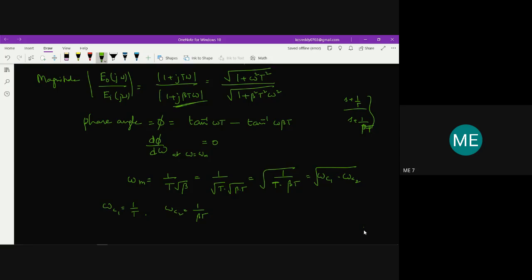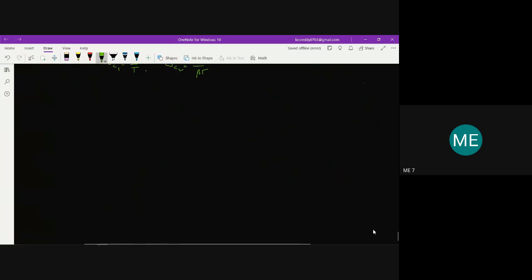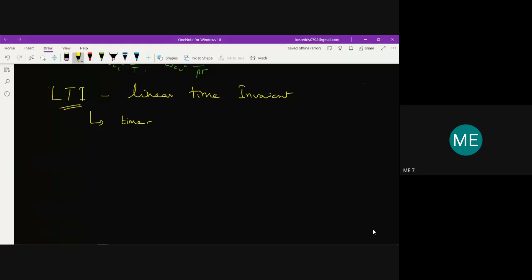So now we'll move on to the state variable concepts. Till now we discussed the frequency domain approach as well as the time domain approach, all to study the behavior of linear time invariant systems, that is LTI systems. To study the behavior of these systems, we have used the time domain methods as well as the frequency domain methods. These two are called conventional methods.